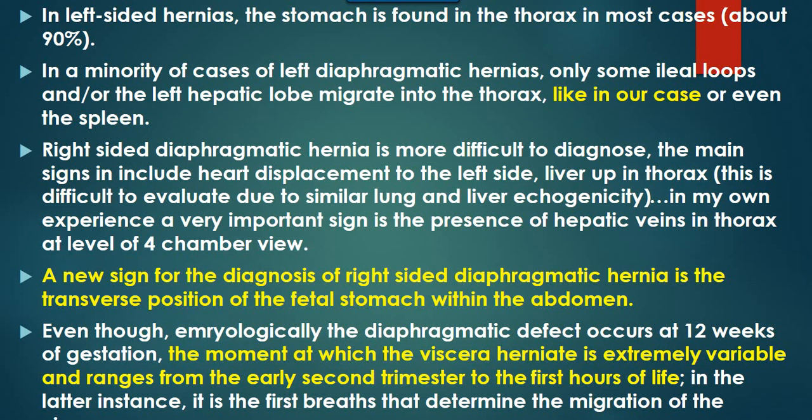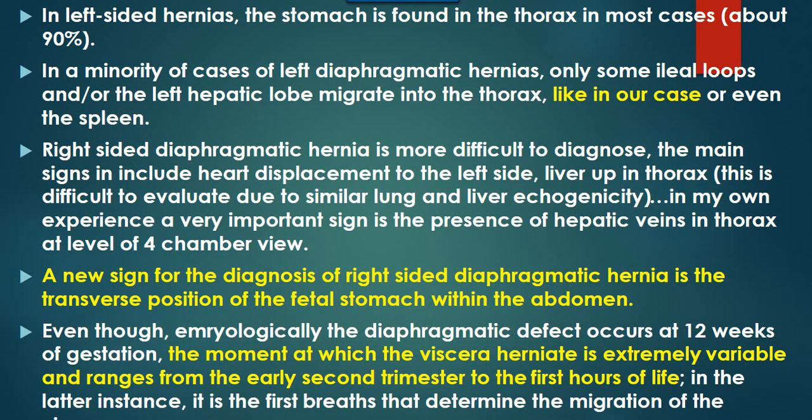The main signs include the heart displacement to the left side and the liver up in the thorax. This is difficult to evaluate due to similar lung and liver echogenicity. In my own experience, a very important sign is the presence of hepatic veins in the thorax at the level of the four-chamber view in order to diagnose the right-sided diaphragmatic hernia.